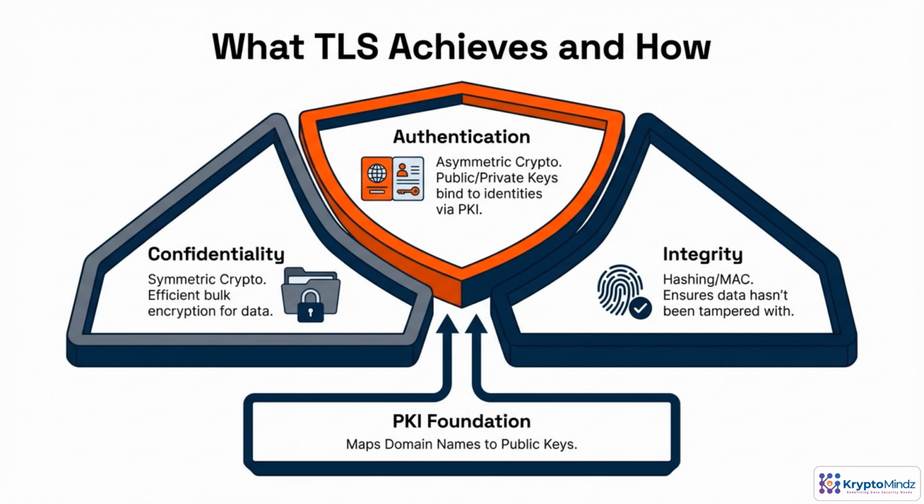Third, authentication. Here's where PKI comes in directly. Asymmetric cryptography and certificates let your browser verify that the public key it's talking to really belongs to the domain you requested. PKI is the foundation that maps domain names to trusted public keys. Without that mapping, you could still encrypt, but you wouldn't know who you were encrypting to.